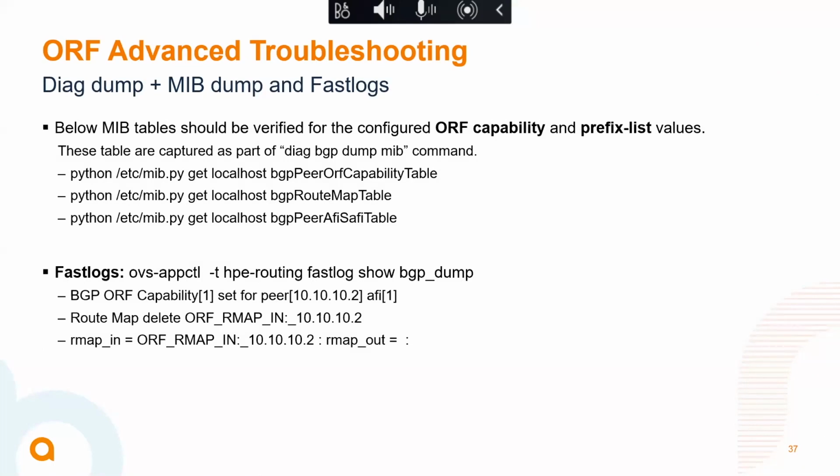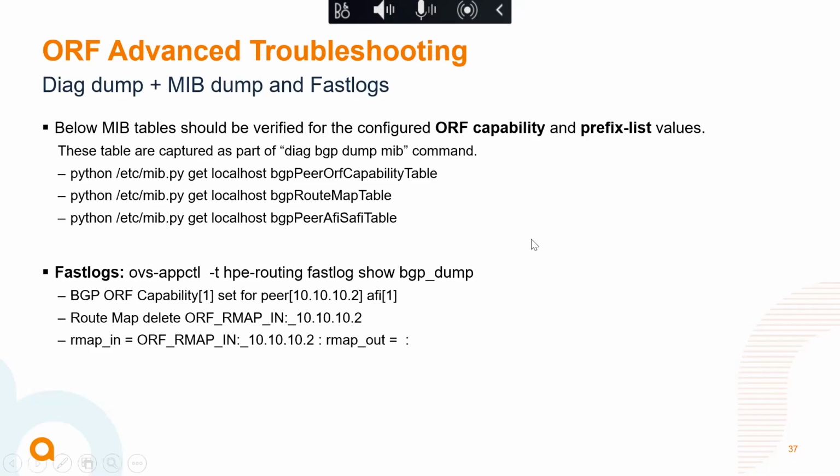We have a few Fastlogs, which can be checked using the OVS-APCTL command for the BGP dump, and we can check a few ORF Fastlogs that we have dumped there, which will basically tell you what capability is configured, for which address family, and for which peer. As part of troubleshooting, we'll see all this.